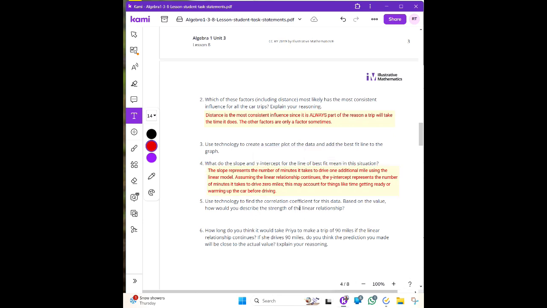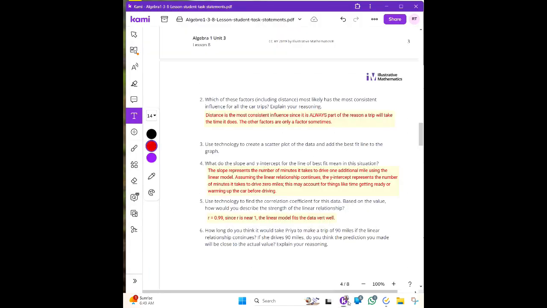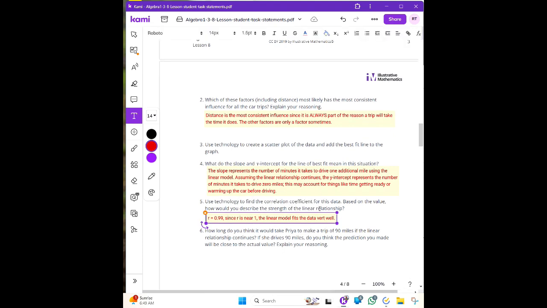Use technology to find the correlation coefficient for this data. Based on the value, how would you describe the strength of the linear relationship? So when we come back to our graph, we are going to come over here and we're going to look at the R value. So the R value is 0.99, okay, 0.99. So when we go back here, r equals 0.99. Since r is near 1, the linear model fits the data very well. Well, not very well, very well.